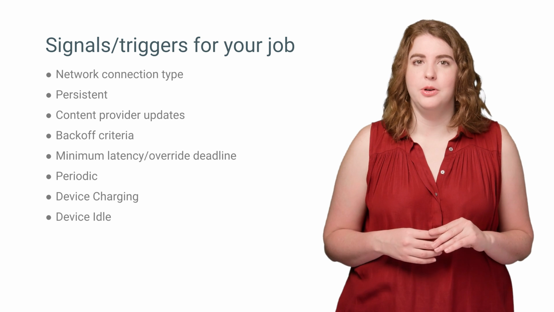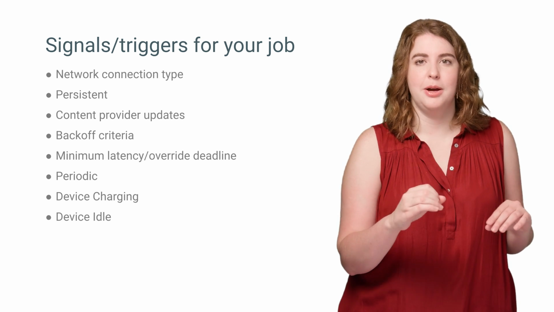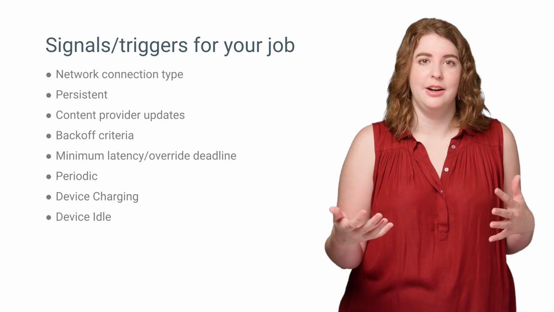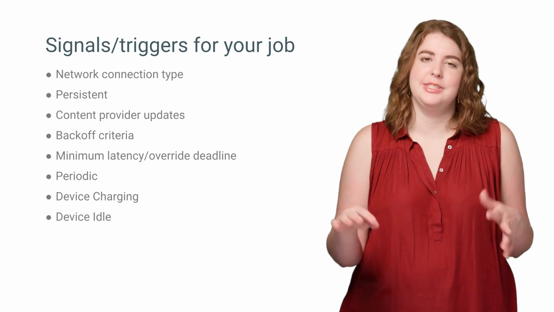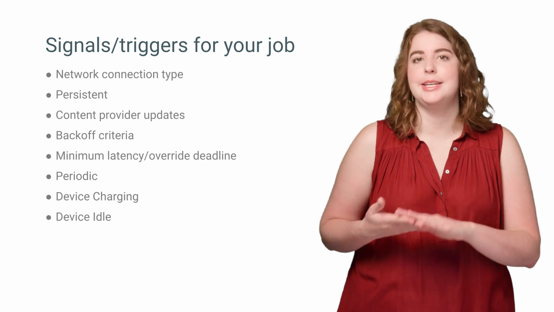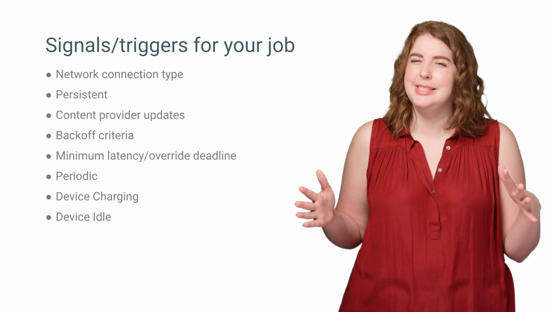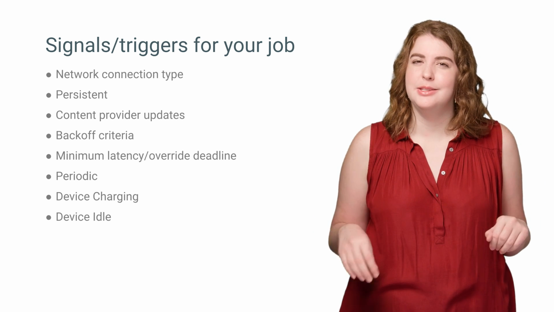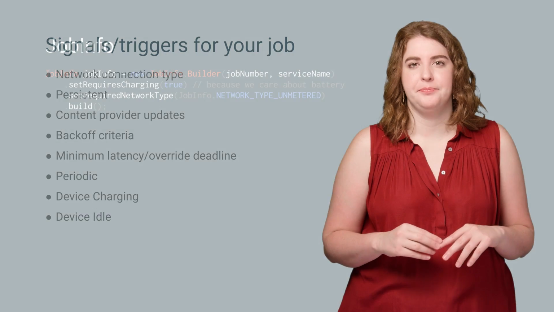And as of API 24, there are even methods to schedule a job based on an update to a content provider. And of course, you can read the documentation to see how to play with other criteria you might care about, from backoff policies to time limits for scheduling the job. Basically, this is where the magic happens, so spend some time getting it right.